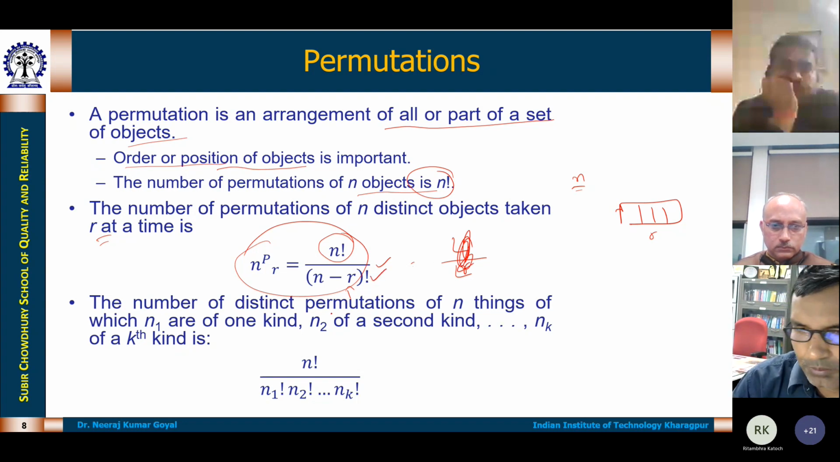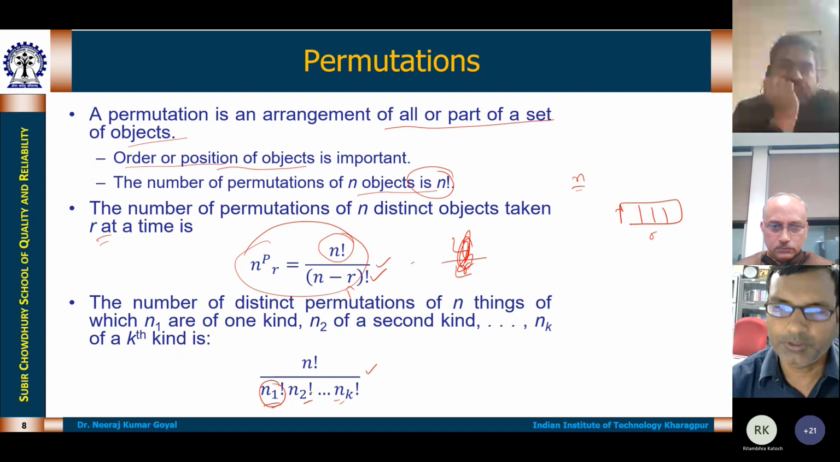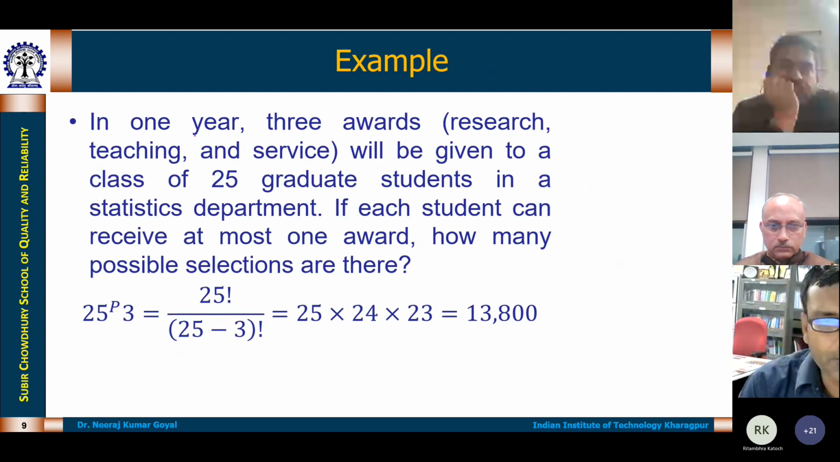Now, the number of distinct permutations of n things, of which n1 are of one kind, n2 are of second kind, nk are of kth kind. That means if there are similarities, then the count will reduce. If, let us say, one letter is coming twice, it will be divided by factorial 2. Same way, whatever similarities are there, their factorials will be divided. Let's take one example: in 1 year we have 3 awards for research, teaching and services, which will be given to 25 graduate students in a statistics department.